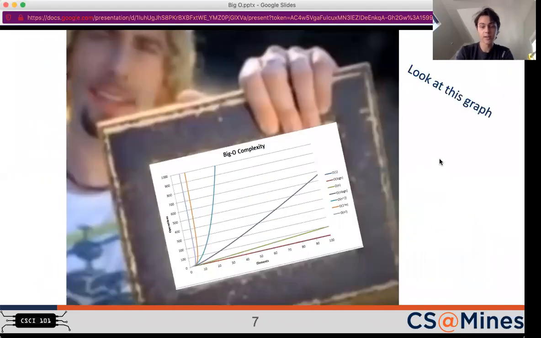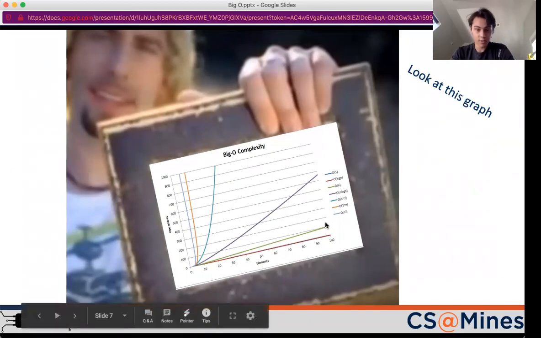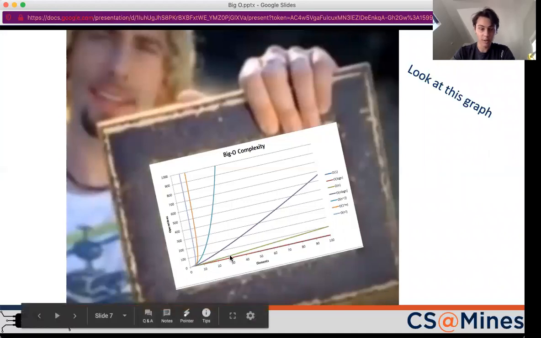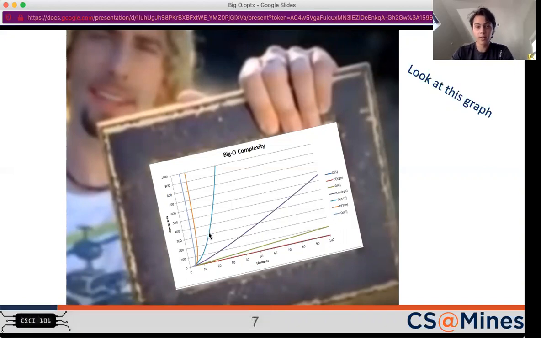So we have a graph that shows roughly the efficiency of these algorithms. O of 1 is actually right along the x-axis. You can't really see it. O of n is right here. It's the green one. And it's going up, but it's not going up too fast. As we get over here, you can see the amount of operations needed to compare even a small amount of elements is going up really quickly, and that's really bad for us as programmers.